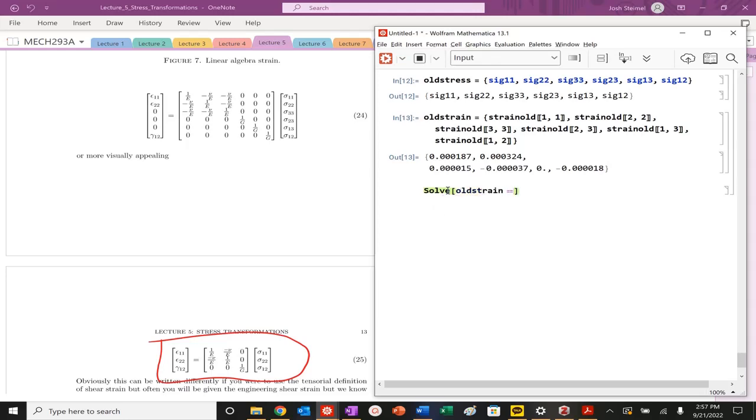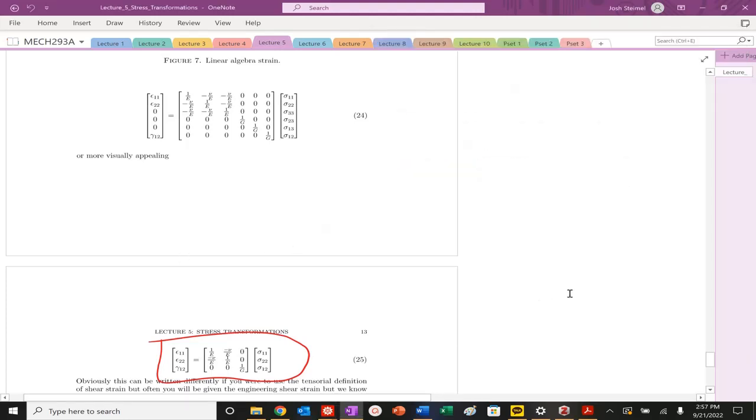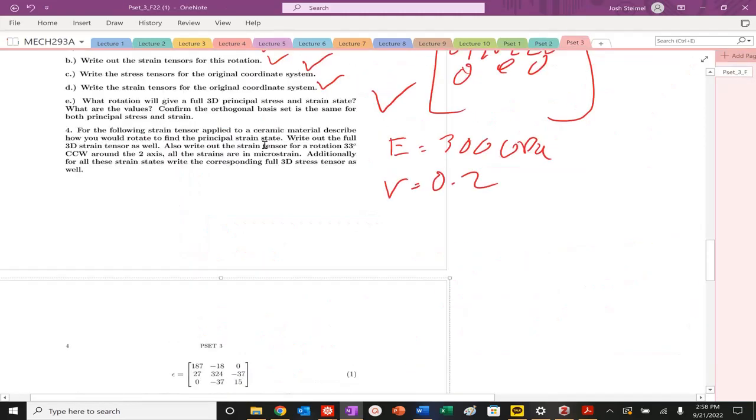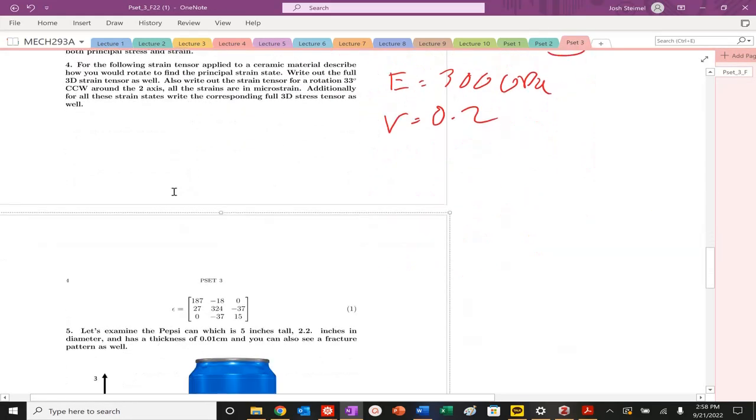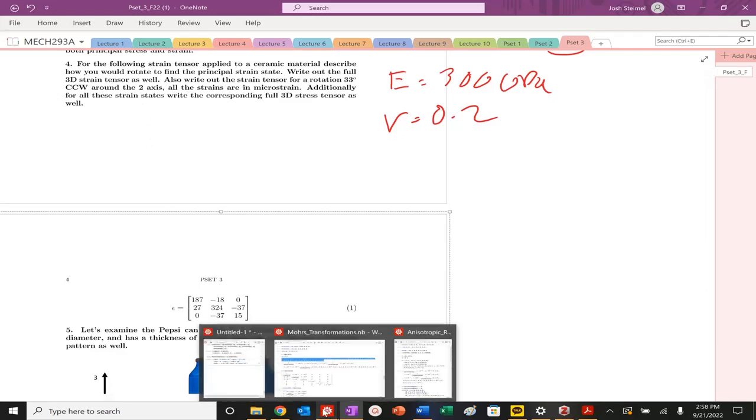So now we can just go ahead and solve. Old strain, use better variables, set equal to S dot old stress. And then, voila, we got our values. So we can then take that and actually do a rotation to find basically the stresses in the new coordinate system as well. So you can actually do that quite simply.